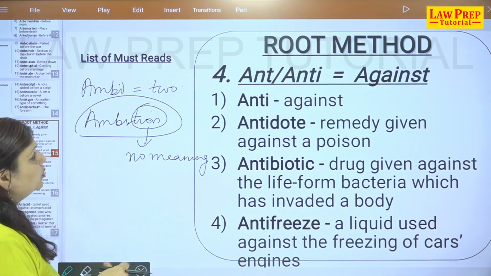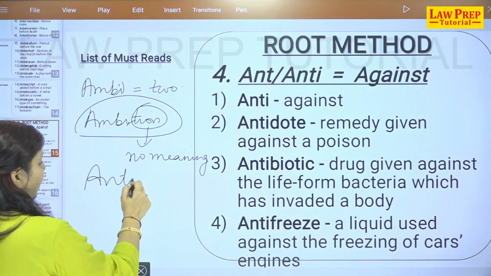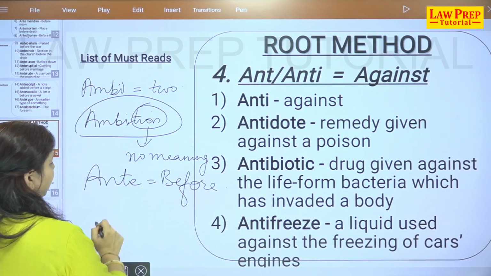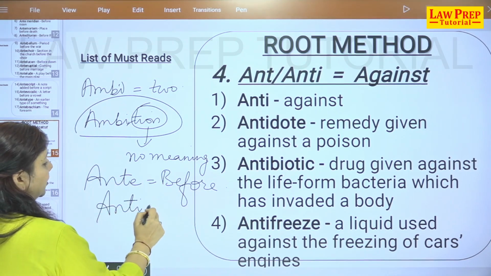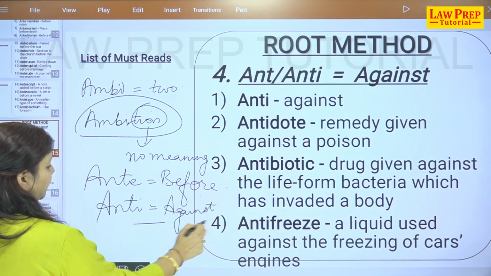So turning to our root today, we had done earlier the root anti, which is before, right? This is anti, so do not confuse this. This is against, that is, not in favor of.